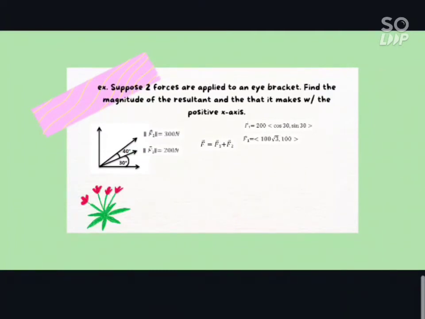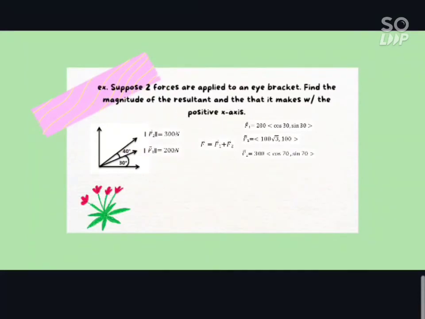The second force, we're going to write in the same manner. The magnitude is 300 this time, and we have cosine of 70. So please do not run out until the very end. We're just going to leave this as 300 cosine of 70 comma 300 sine of 70.